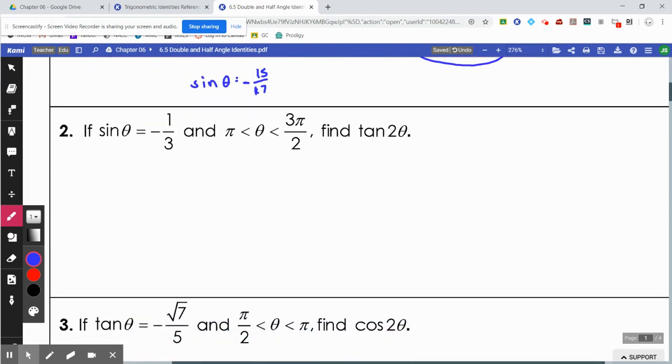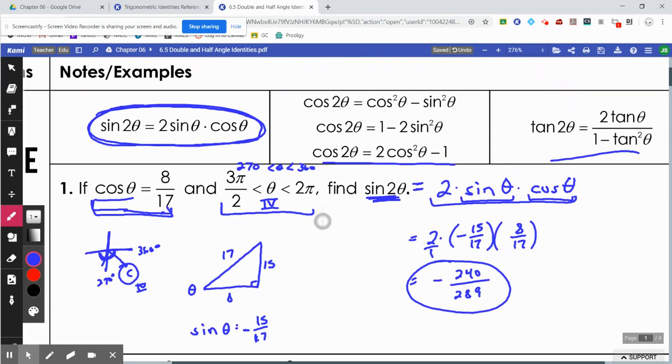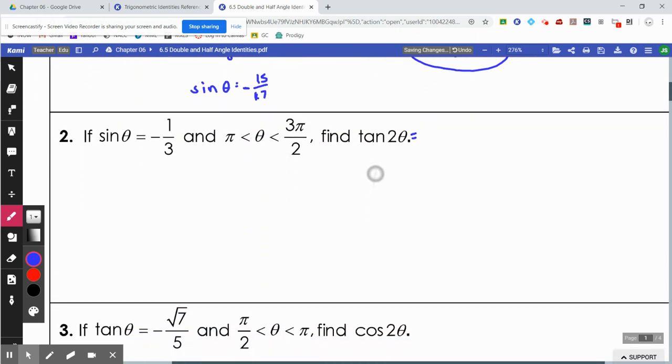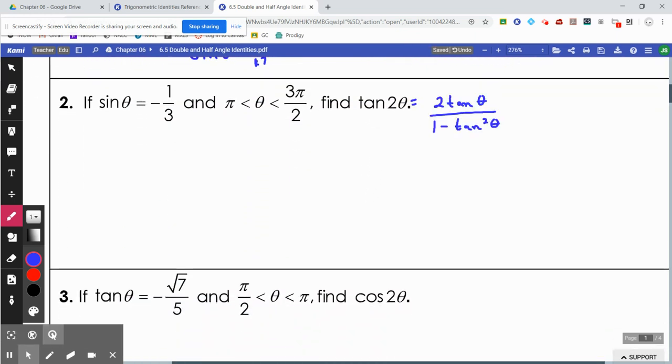Okay, the tan, find the tan of 2 theta. First thing we do is write down our formula. Go back to the top. The tan of 2 theta is here. Let's write that down. So the tangent of my double angle will be 2 times the tangent of my original angle, over 1 minus the tan squared of my original angle.